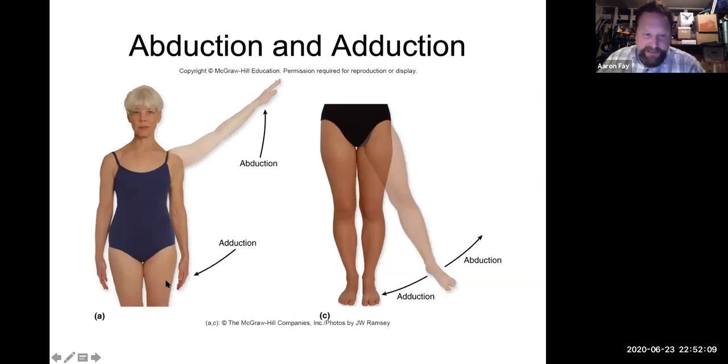Abduction, moving away from the body line. The opposite of that, the hand moving towards the midline of the body, is adduction. If you get confused between abduction and adduction, I think bringing your arms closer to the center of your body makes the center of your body bigger, and that's adding. You're adding to the center of your body. Adduction. If that works for you, great. If not, don't worry about it.